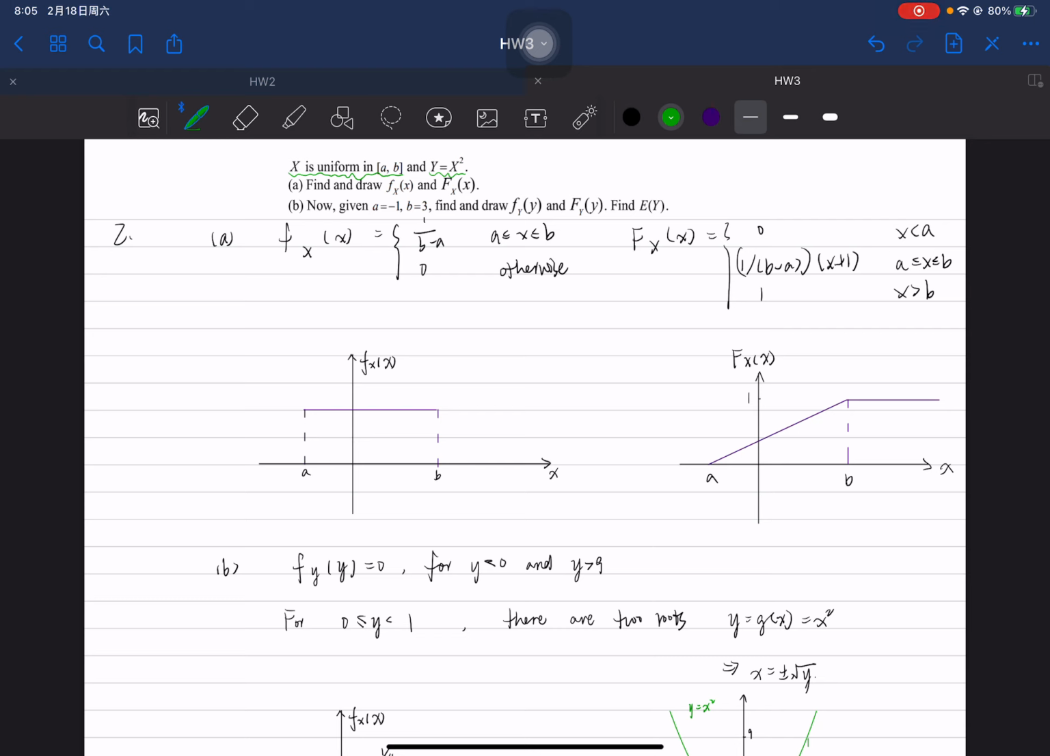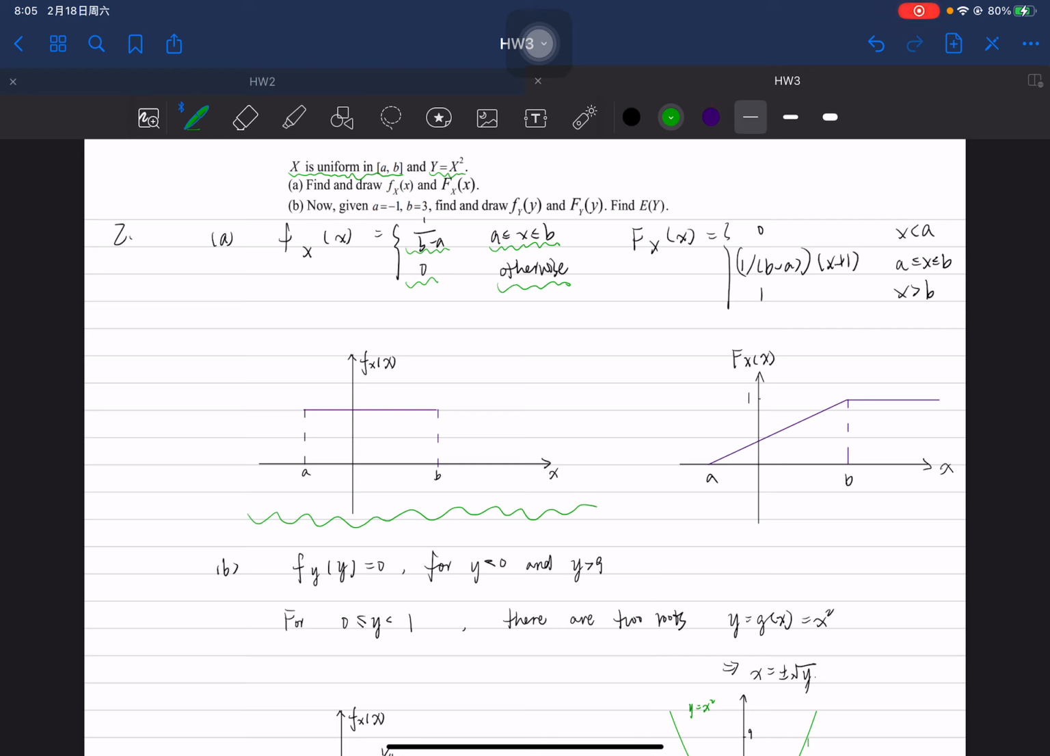when X is in the range of A to B, it should equal 1 over B minus A, and otherwise this density function should equal 0. And we can draw this function.